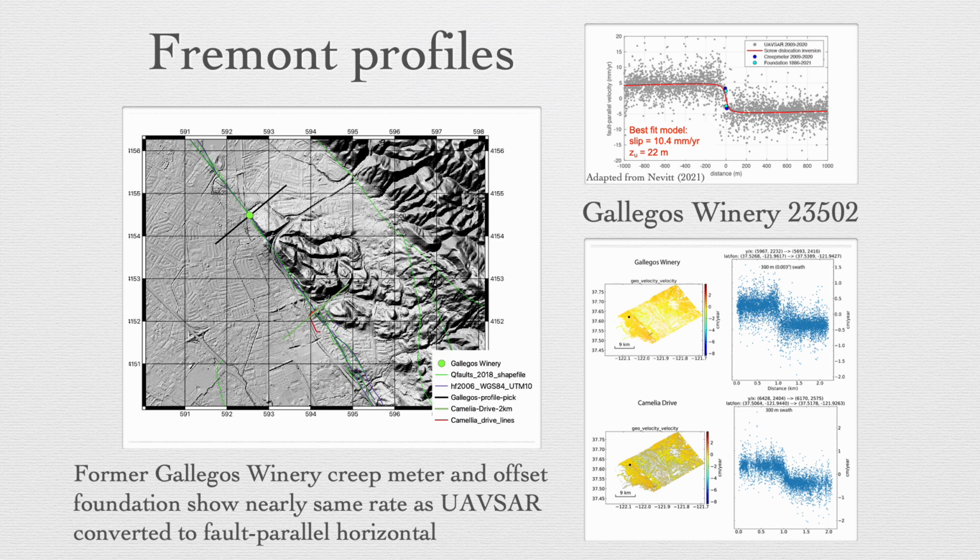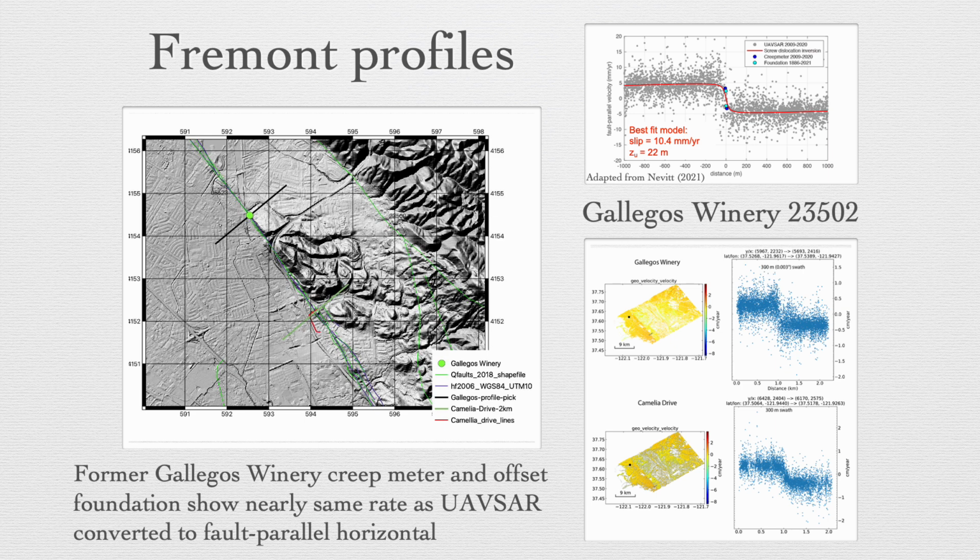The lower plots show another cross-section through the UAVSAR at the top at the Gallegos winery, and a comparison of that to the UAVSAR profile at the Camellia Drive location. We can see that while the Gallegos winery has this very sharp discontinuity in the surface displacements measured from UAVSAR, the Camellia Drive site has a more gradual trend, which is approximately 200 to 300 meters wide.